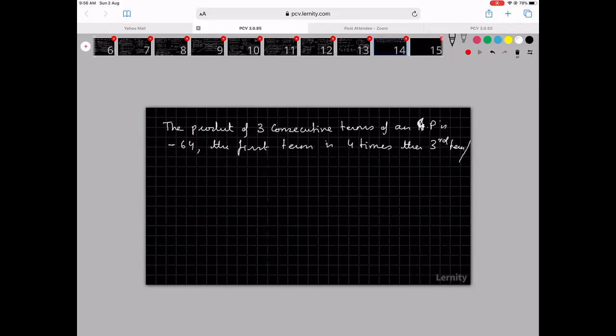The product of 3 consecutive terms of a GP is minus 64. The first term is 4 times the third term. Now they are asking you to find the terms. The product of 3 consecutive terms of a GP is minus 64. The first term is 4 times the third term. Find the terms.